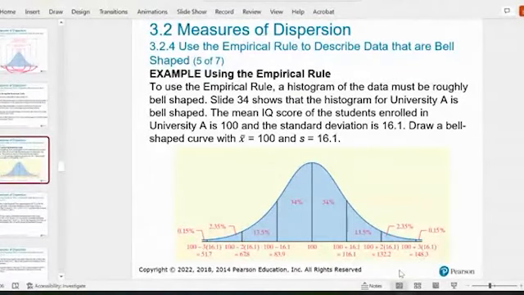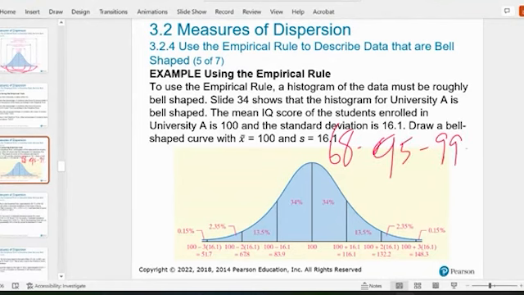And we see the empirical rule, which is 68, 95, 99.7. The empirical rule says that 68% of any data that is normally distributed lies between plus or minus 1 standard deviation, 95% lies between plus or minus 2 standard deviations, and 99.7% lies between plus or minus 3 standard deviations. So that's what the empirical rule says.